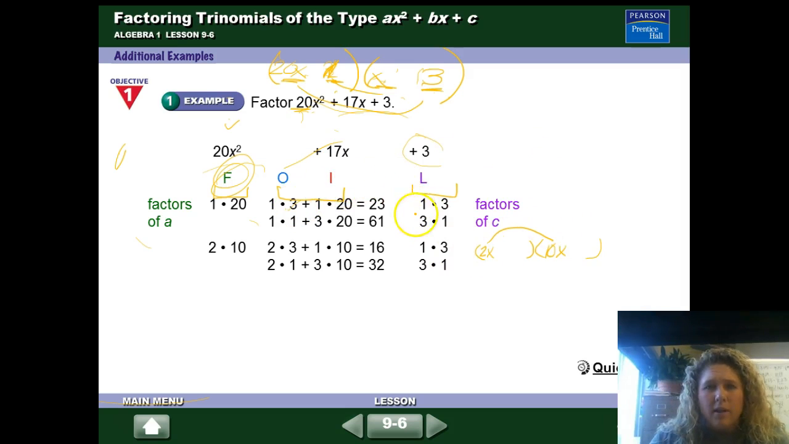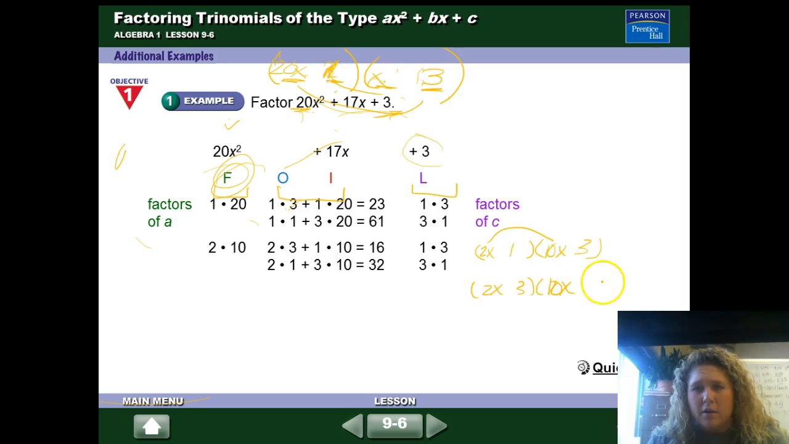Now, what are my multiples to get 3 in my last term? Well, there's really only 1 and 3. So we can either put it in this way, or put the 3 here and move your 3 and 1. So we could do, we're trying to get 17x in the middle. Outer, we're going to get 2 times 3 is 6x. Inner, 10x. We're going to get 16x. We're close, but not close enough.